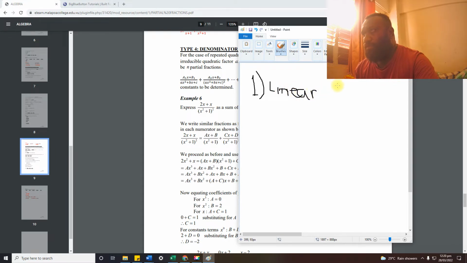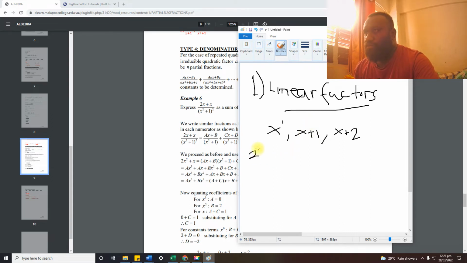When we deal with partial fractions, we look at the denominator. So denominators with linear factors. Linear factors are factors that have x raised to the power of only 1. So it could be x, or x plus 1 in the denominator, or x plus 2, and so forth. All the x's are raised to the power of 1.